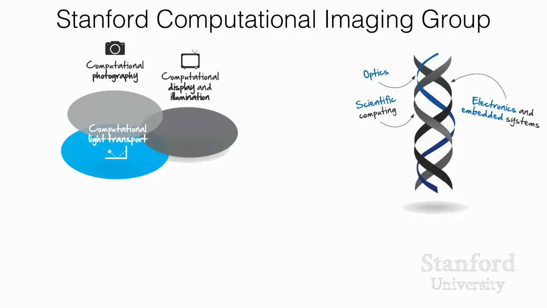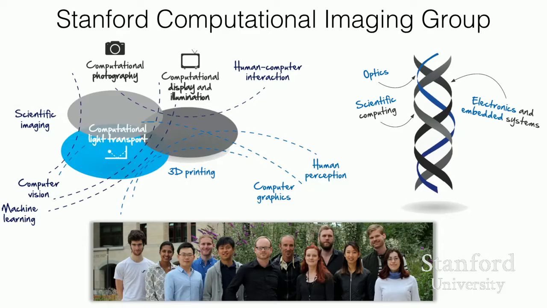Just to give you an overview of my group again, we work on computational photography, displays, and light transport. So we work a lot on optics, electronics. Here's a photo of my group. These research areas are really closely related to a lot of other things, including human-computer interaction, computer graphics, but on the other hand, also things like scientific computing. So for example, we collaborate with SLAC, the particle accelerator, quite a lot. They do a lot of scientific imaging and do a lot of image processing.